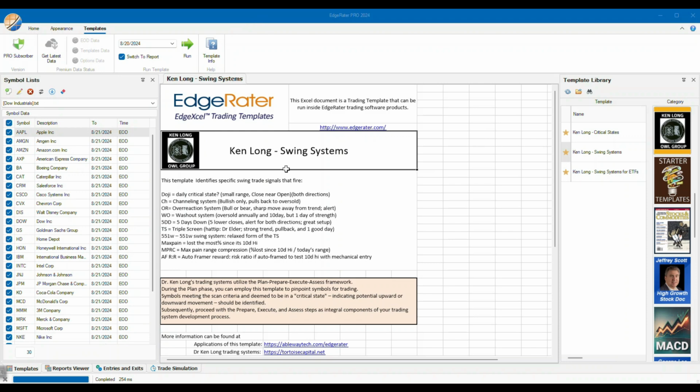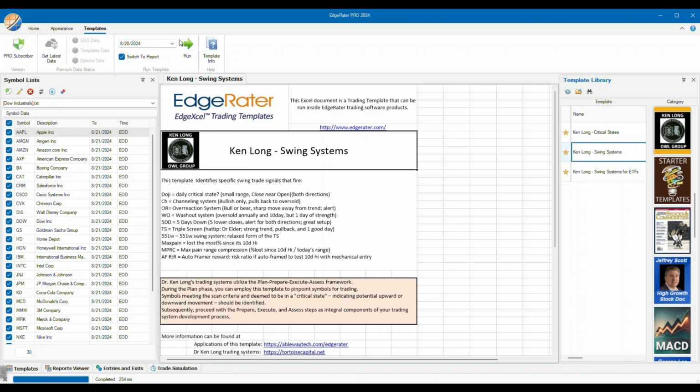We recently completed our applied swing systems course using these Kenlong swing system templates, and I just wanted to show one of the ways that we can use these templates, which is to find signals for intraday trading the next day. We have our different symbol lists that we can run through these templates, and what we come up with are signals in critical states that are more likely to have a big move the next day. So instead of just end of day swing trading, we can also use some intraday patterns, and that's something that we talk about a lot in the upcoming applied systems development course.